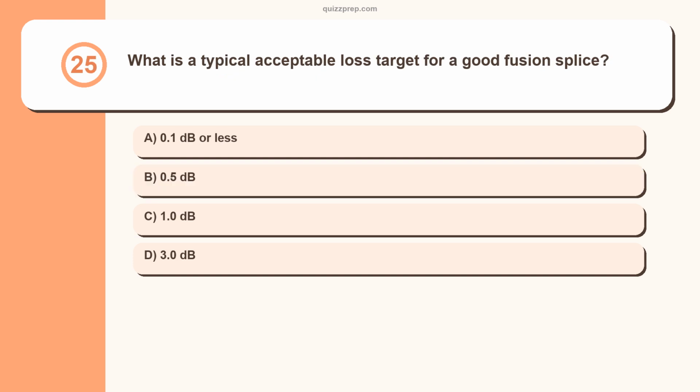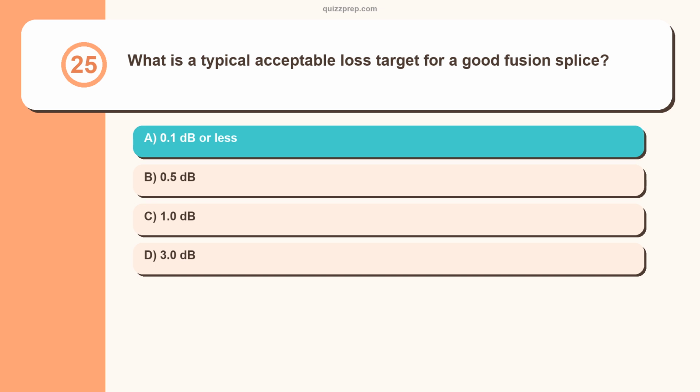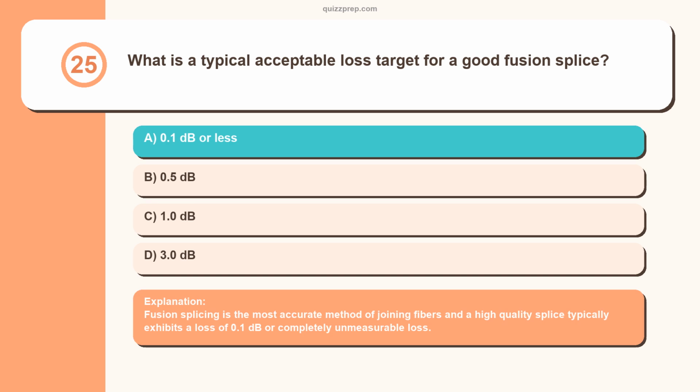Question 25. What is a typical acceptable loss target for a good fusion splice? 0.1 dB or less, 0.5 dB, 1.0 dB, 3.0 dB. Fusion splicing is the most accurate method of joining fibers, and a high-quality splice typically exhibits a loss of 0.1 dB or completely unmeasurable loss.